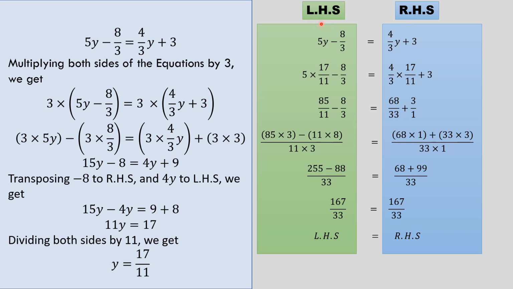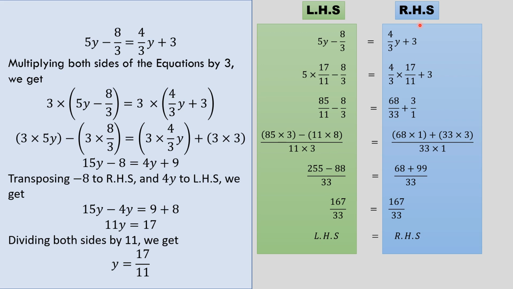LHS is 5y minus 8 by 3. So, putting the value of y, it becomes 5 multiplied by 17 by 11 minus 8 by 3. 5 into 17 becomes 85. And here we can take LCM as 33. So, 85 into 3 minus 11 into 8 divided by 11 into 3. After subtracting this term, we get 167 by 33. This is our LHS. Now, take the RHS.